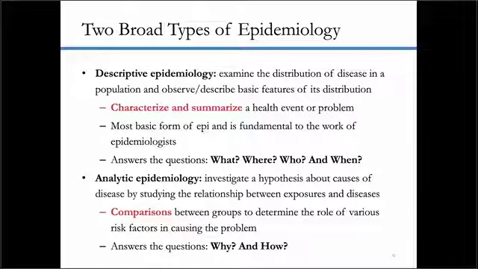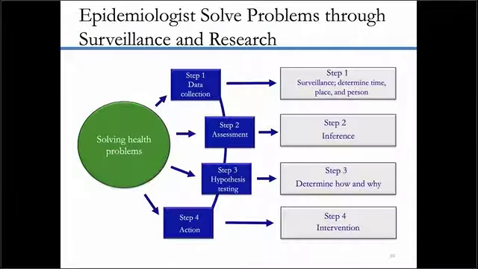So why do certain people have higher rates of diabetes? And how is it happening? What's the mechanism, both biologically, environmentally, physiologically, that's leading to higher rates of disease in certain groups of people than others? And so really, epidemiologists solve problems through surveillance and research.